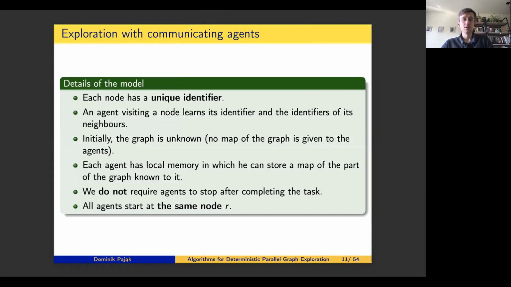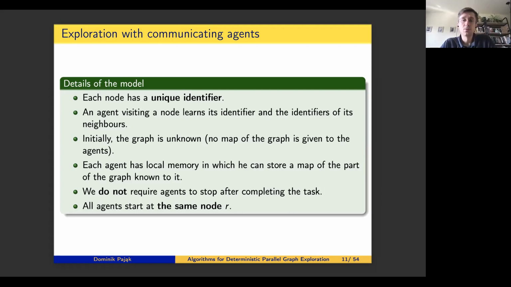We assume that the nodes are labeled, so the agents can distinguish the nodes. When the agent visits a node, it learns the identifier, and also something about its neighbors. In this slide, I said that it learns the identifiers of its neighbors, but it's actually enough to learn the number of its neighbors.